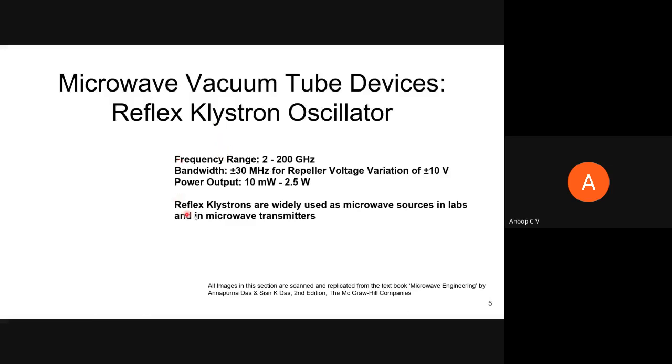So these are the key specifications. My reflex klystron can produce frequency ranging from 2 gigahertz to 200 gigahertz. In fact, in your lab there is a reflex klystron on a microwave test bench, producing microwave frequency, which you will transmit using a transmission line. At the end, you will observe the guided wavelength, voltage standing wave ratio, reflection coefficient, and all those steps.